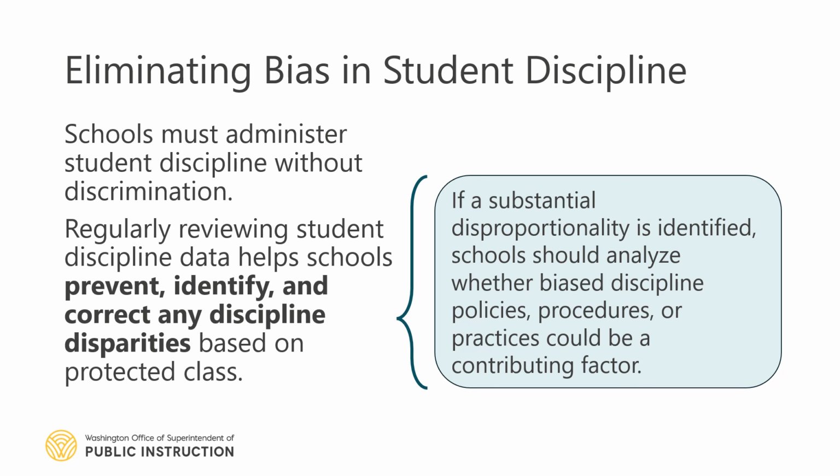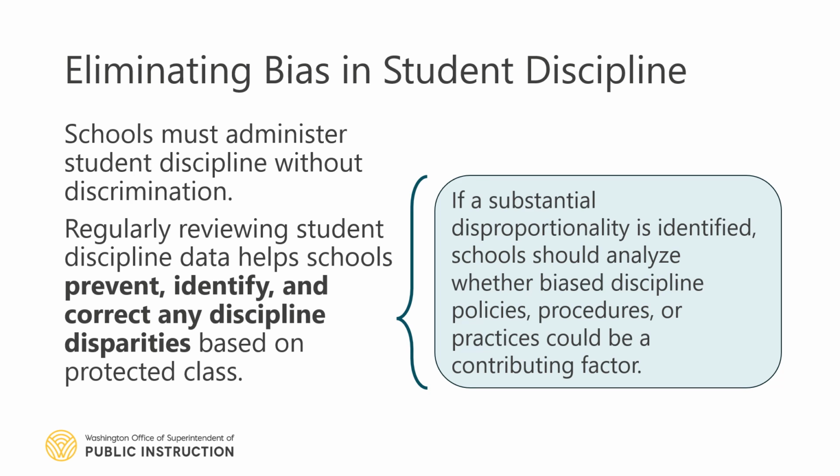Reviewing student discipline data is one way that schools can identify whether they may be disciplining students in a discriminatory manner. This required annual review asks schools to compare building-level student discipline data with their total enrollment data to see whether there are any substantial disproportionalities based on race, sex, EL status, or disability. If the data shows a substantial disproportionality based on protected class, the school must conduct a root cause analysis to ensure it is not due to bias or discrimination.